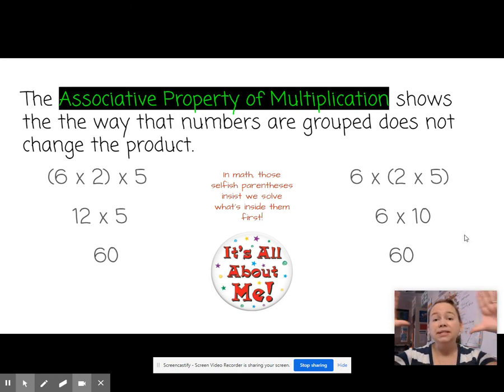Whatever's inside the parentheses you do first. And the associative property of multiplication shows that the way numbers are grouped does not change the product. Remember, friends, that a product is the answer in a multiplication problem.